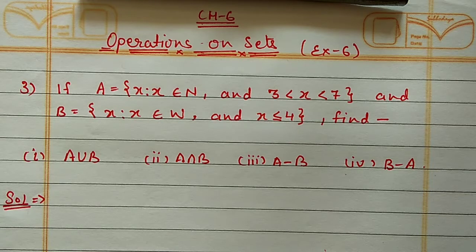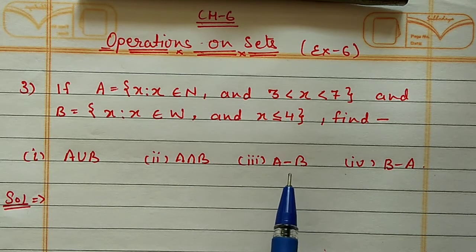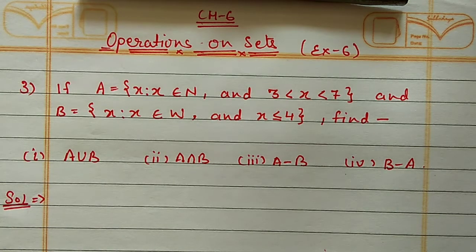If A is equal to {x such that x belongs to natural numbers and x is more than 3 and less than 7} and B is equal to {x such that x belongs to whole numbers and x is less than or equal to 4}, then we have to find A union B, A intersection B, A difference B and B difference A. So first step, we will change this A and B into roster form.